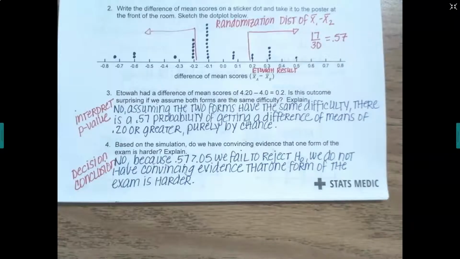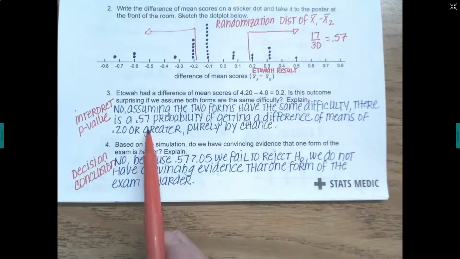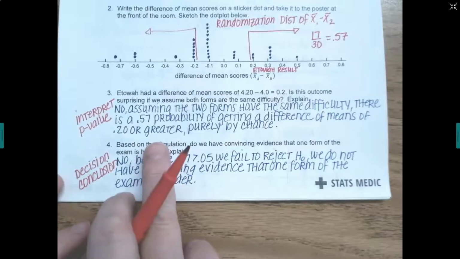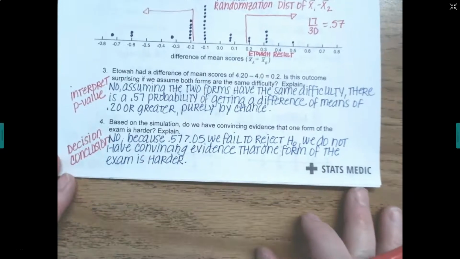Okay, so was our outcome surprising if we assumed both forms had the same difficulty? No, our outcome was not very surprising. Assuming the two forms have the same difficulty, there is a 0.57 probability of getting a difference of means of 0.20 or greater, and that's in either direction, purely by chance. Okay, so not very unusual at all. It happens more than half the time.